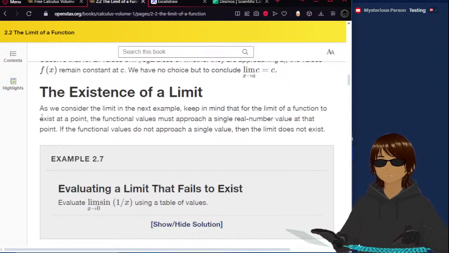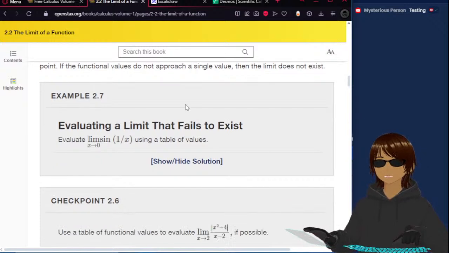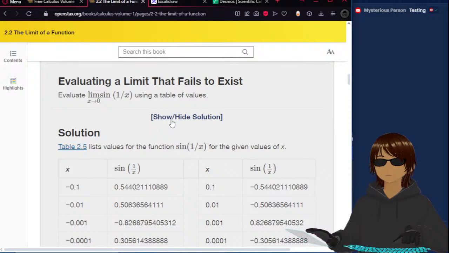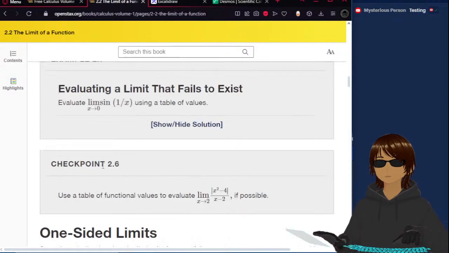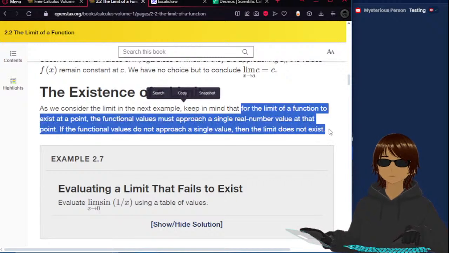As we consider the limit in the next example, keep in mind that for the limit of a function to exist at a point, the functional values must approach a single real number value at that point. If the functional values do not approach a single value, then the limit does not exist. I think I'll write this in my notes.